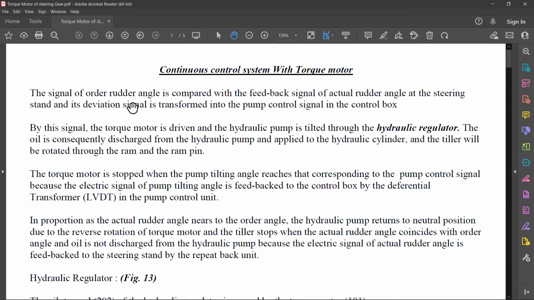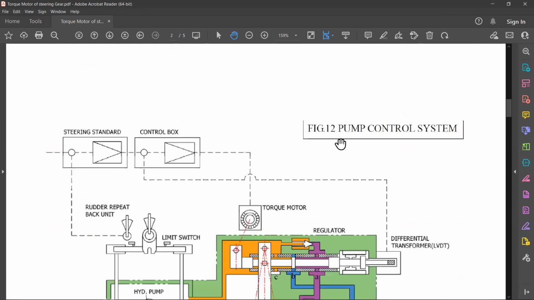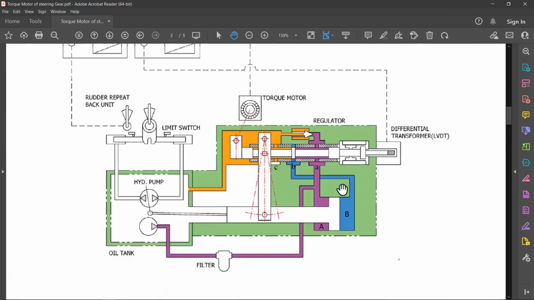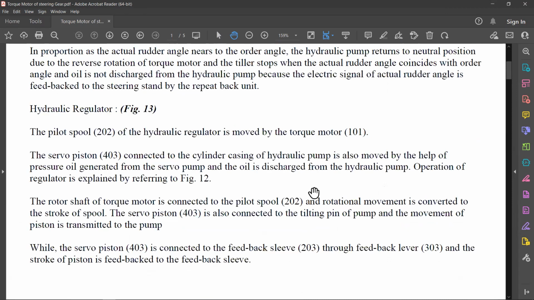The signal of the ordered rudder angle is compared with the feedback signal of the rudder actuator angle at the steering gear, and its deviation signal is transformed to the pump control signal in the control box. By this signal, the torque motor is driven and the hydraulic pump is tilted through the hydraulic regulator. This entire thing is called the hydraulic regulator. This dotted part is the hydraulic regulator, which in the line diagram was that smaller thing below the torque motor. It is actually quite small. I'll show you exactly how it looks also. When you go on the ship, you can actually see it.